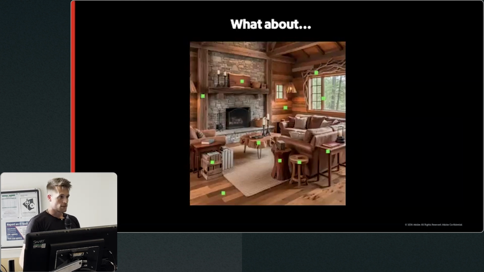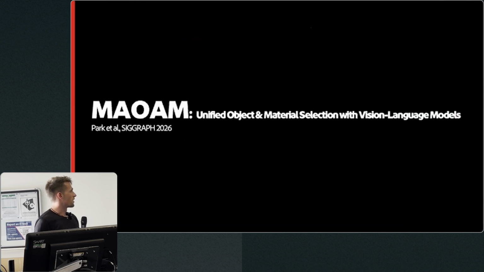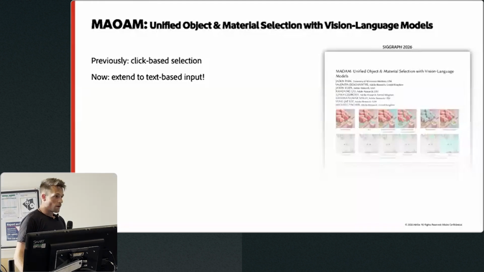Wouldn't it be much nicer if we could just say wood, or have a very simple way of conditioning our selection model? And this is a challenge that we tackled in our internship last year. And this was just presented last Thursday at SIGGRAPH, actually. It's a project called MAOAM, which is the acronym for Mask Any Object and Material. And in MAOAM, this was exactly the problem that we had.